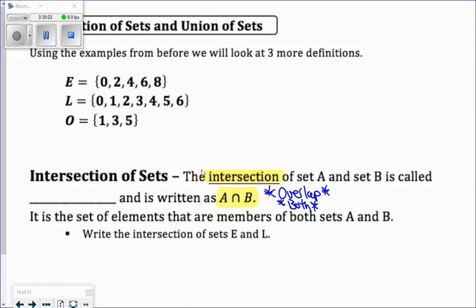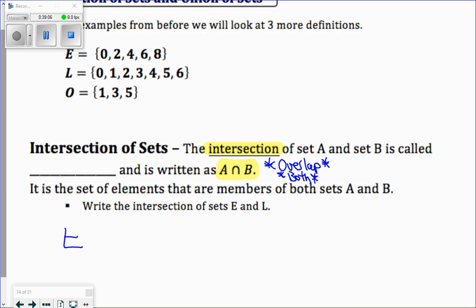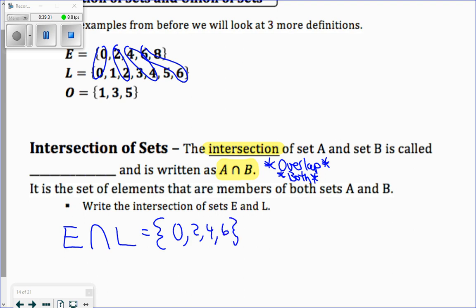So it says write the intersection of set E and L. So we would write E intersect L like that. So E is 0, 2, 4, 6, 8. L is 0, 1, 2, 3, 4, 5, 6. So which numbers are in both sets? Which ones overlap? Well, that's 0, 2, 4, and 6. So that is intersection. Okay, so intersection means overlap or both. Okay.